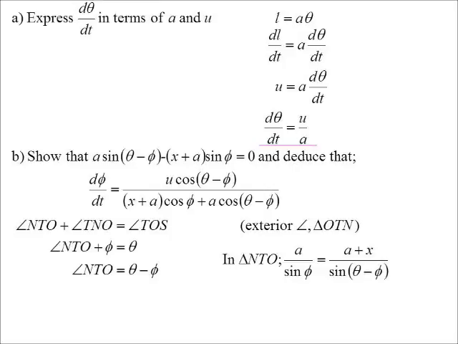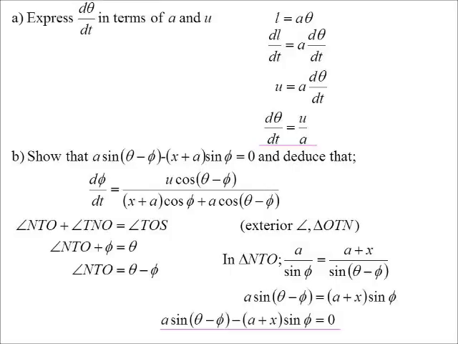So now I'm looking at triangle NTO, and it actually drops out quite nicely. All I now do is use the sine rule. A over sine phi will be a plus x over sine(theta minus phi). Cross multiply, and then move everything to one side, and we get the result that they're looking for. So it was actually just a use of the sine rule.